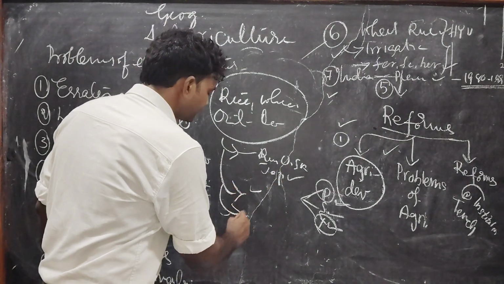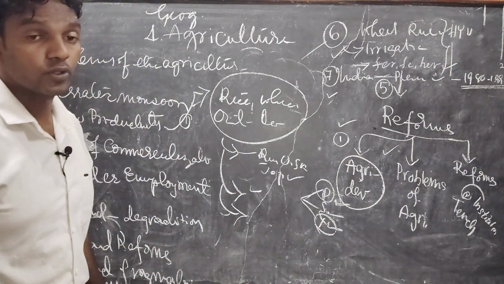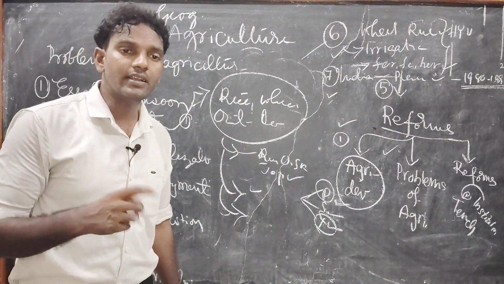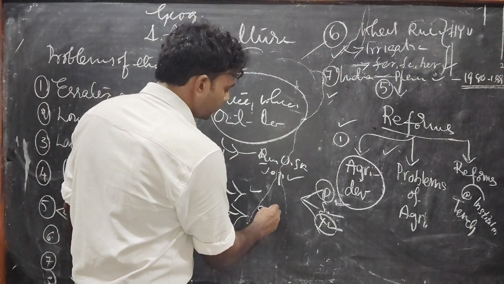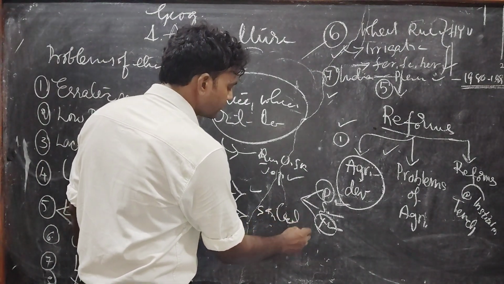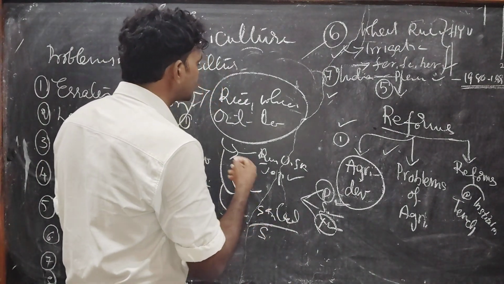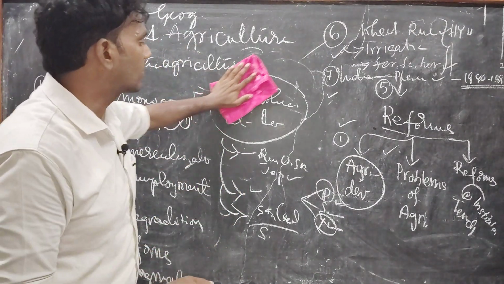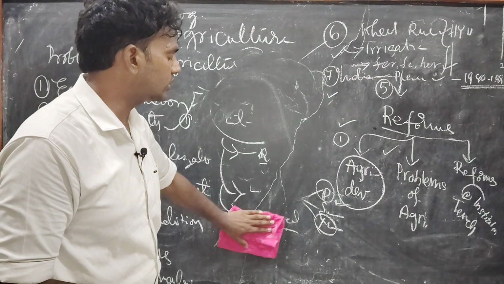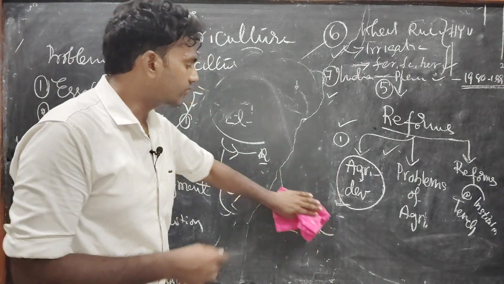The second reason is that the productivity of the Indian agricultural labor is very low because we are not skilled. Sometimes we are semi-skilled. That's it. These are the reasons for the low productivity in India. It is also one of the big problems. And for the low productivity, there is one more reason.